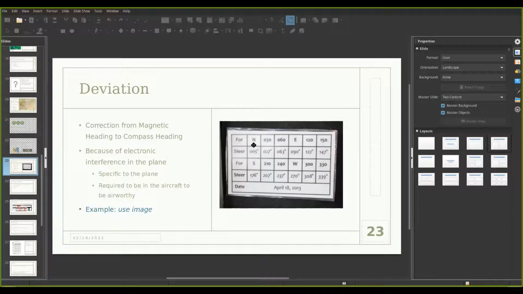Okay, so looking back at our example, our magnetic heading is 036. Which one of these is closest to 036? 030, right? So if we're flying for 030, we need to steer 027. What's the error? Simple math. -3. So that's our deviation. So we're going to do 036 minus 3 to get to your compass heading, and that's 033.